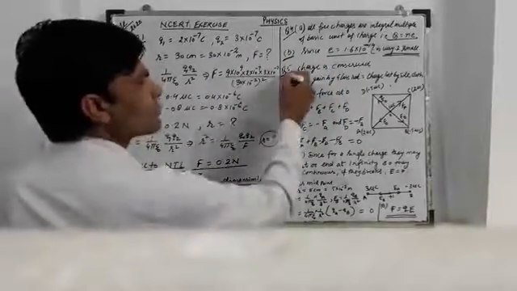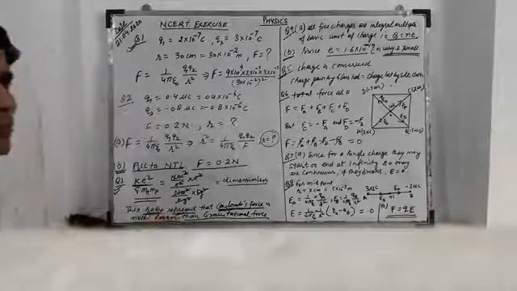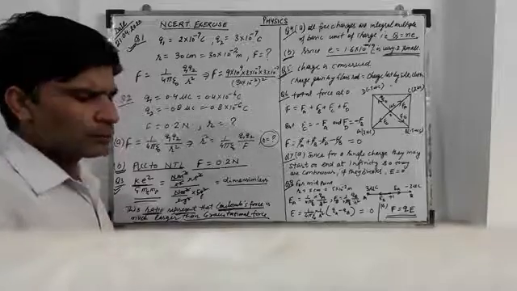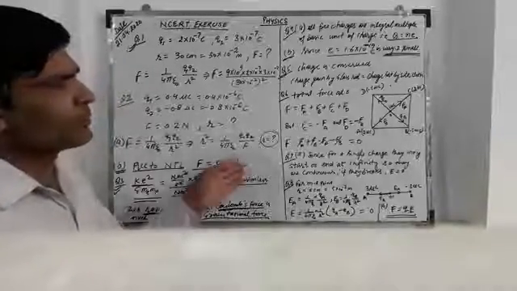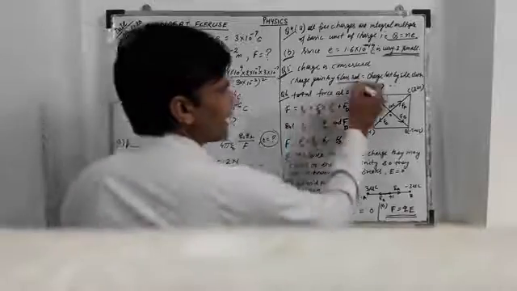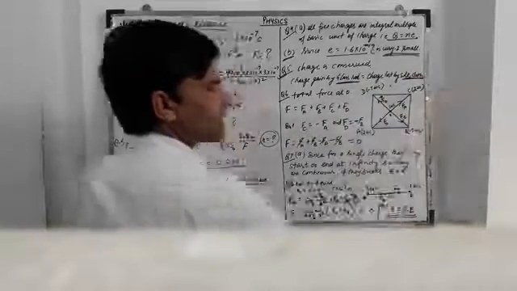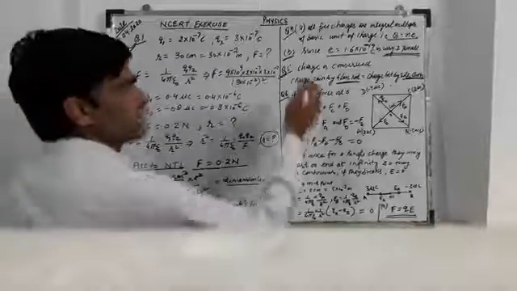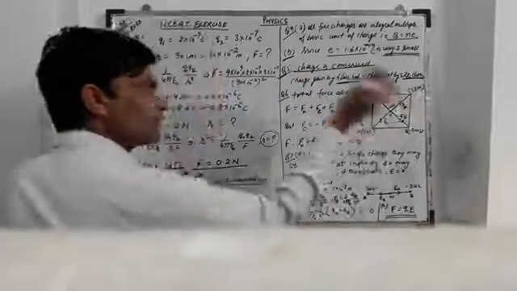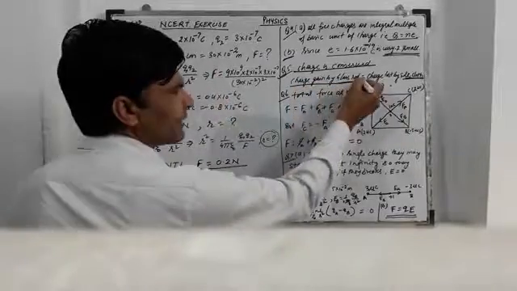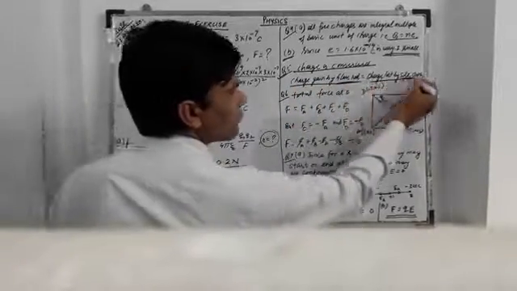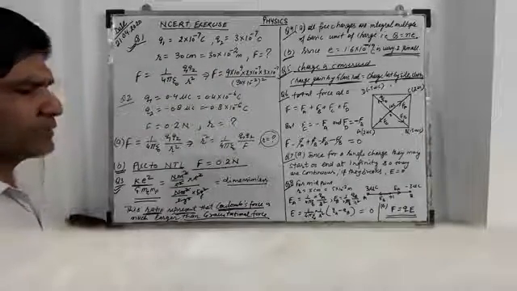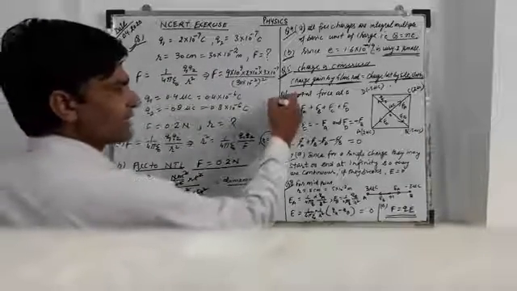Okay. In question number 5, question is saying that when a glass rod is rubbed with silk cloth, does this follow the conservation of charge? Yes, charge is conserved because charge gained by the glass rod is equal to charge lost by the silk cloth. Okay. Come to question number 6.